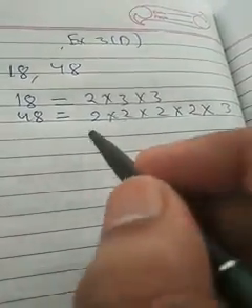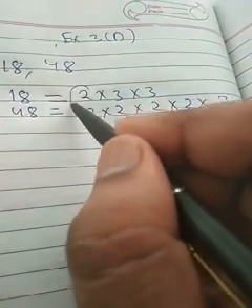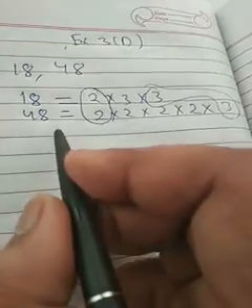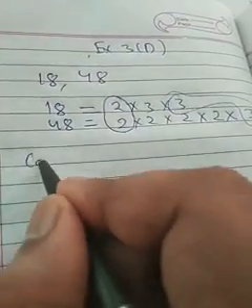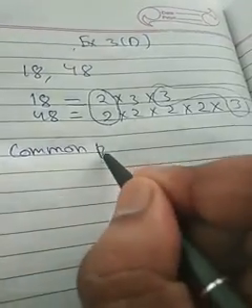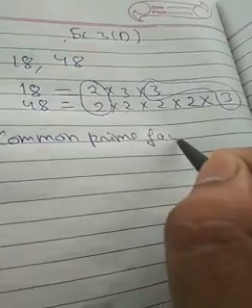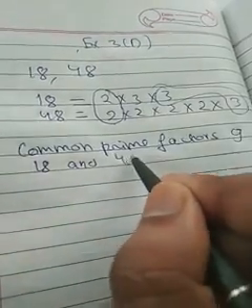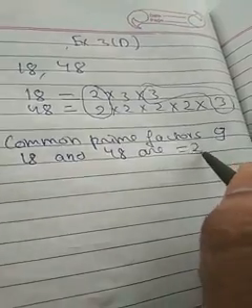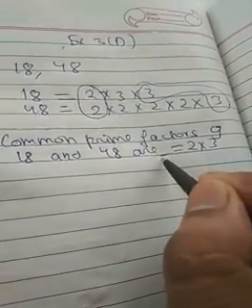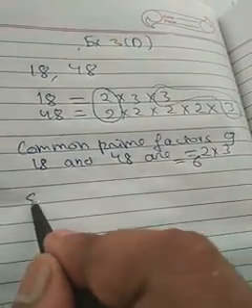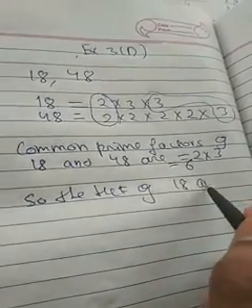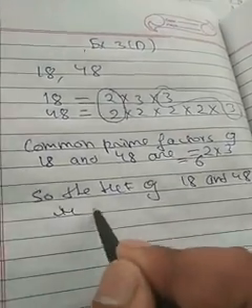Now, common prime factors of 18 and 48 are 2 and 3. Now, common prime factors of 18 and 48 are 2 into 3, which is equal to 6. So the HCF of 18 and 48 is 6.